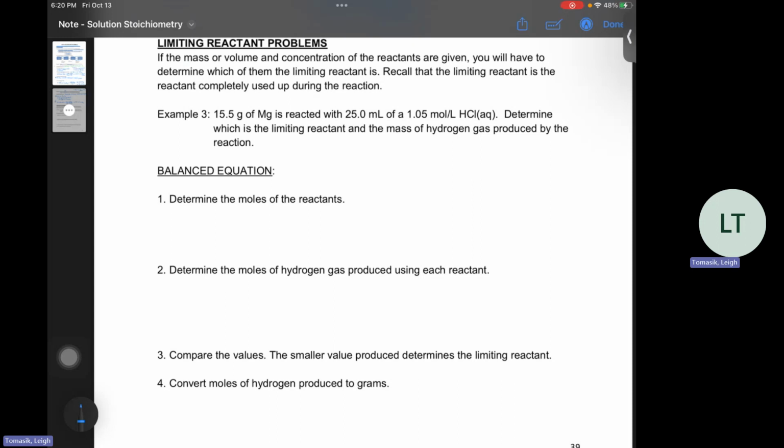It says 15.5 grams of magnesium is reacted with 25 milliliters of a 1.05 mole per liter hydrochloric acid solution. So one of these things is in grams and the other one is a solution. Determine which is the limiting reactant and the mass of hydrogen gas produced by the reactant. So step number 1 is we are going to determine the moles of reactant.